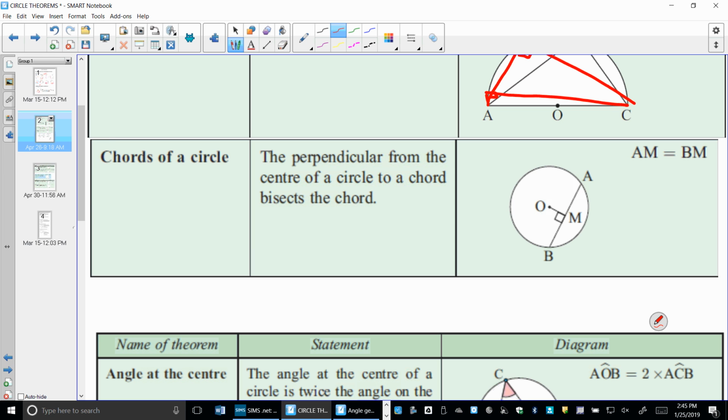Chords of a circle. This is less commonly talked about. If you draw a chord, here's my chord AB, then the perpendicular line from the center would bisect that chord. So this measurement here would be equal to this measurement here. If that's a right angle, then those two distances are equal.